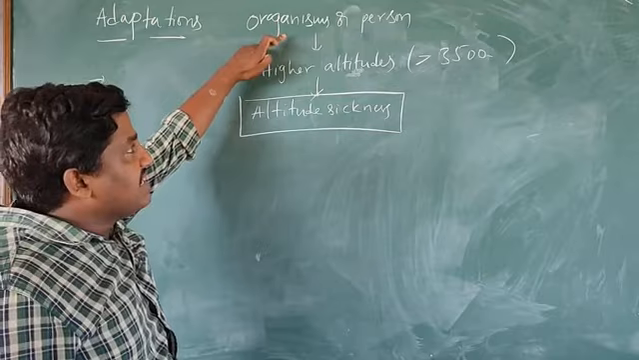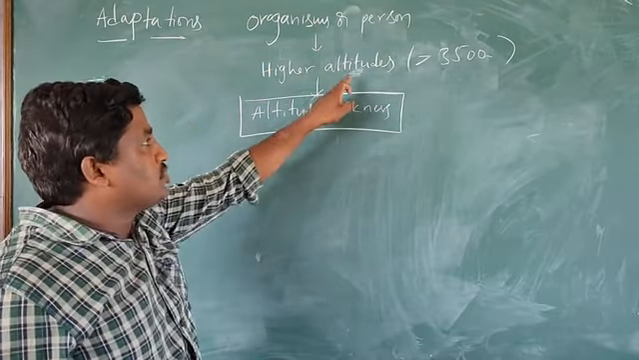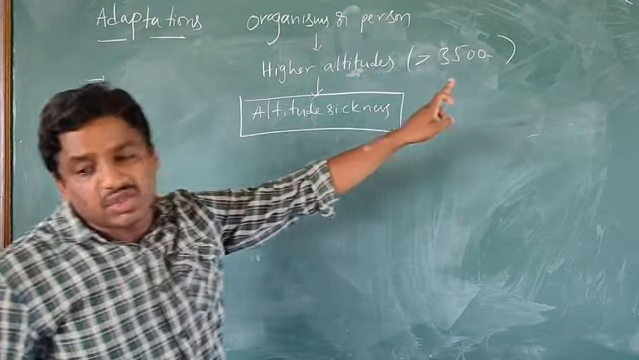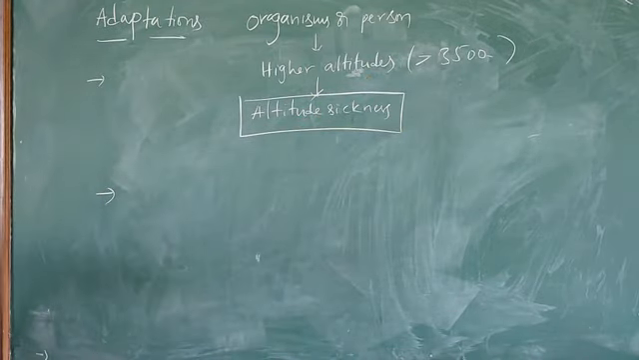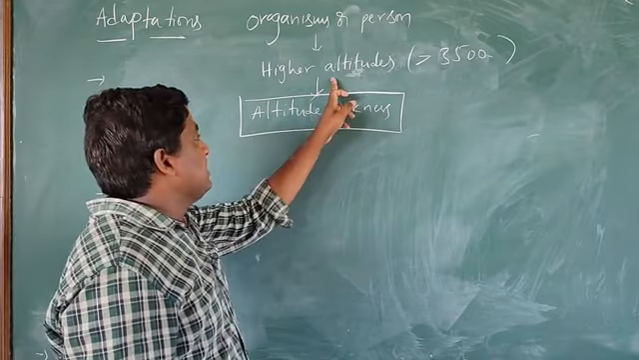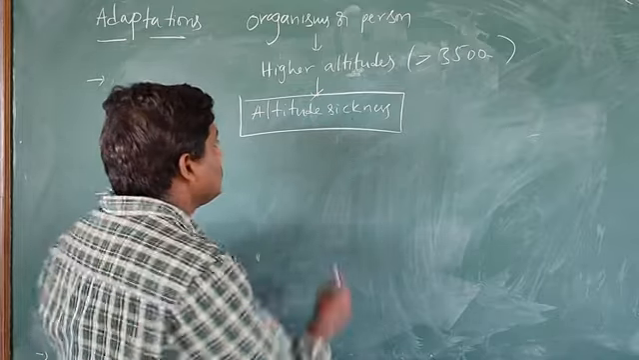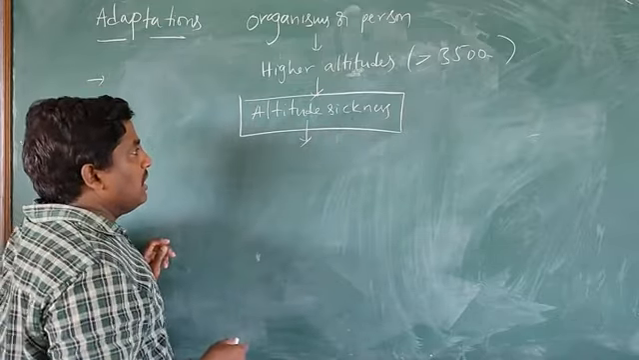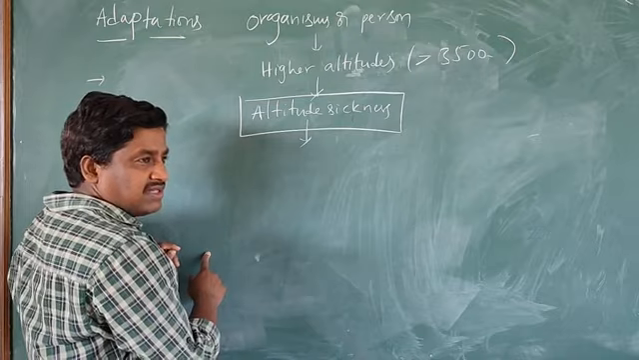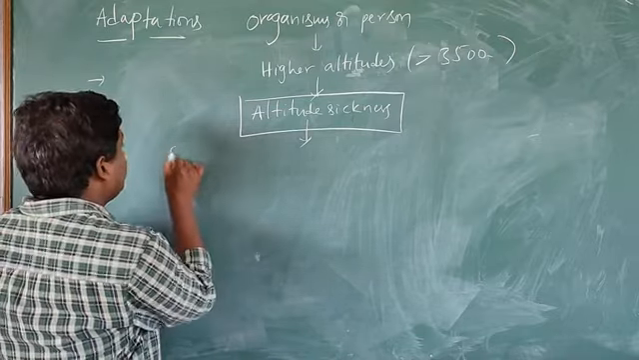Okay, some of the organisms or a person move to higher altitudes, that means more than 3,500 meters. As a result, they develop altitude sickness. So what are the symptoms of altitude sickness?